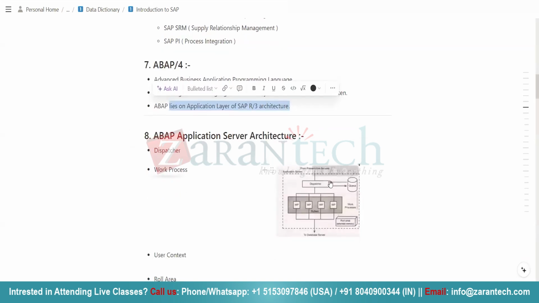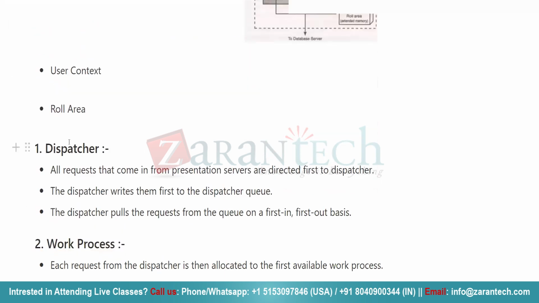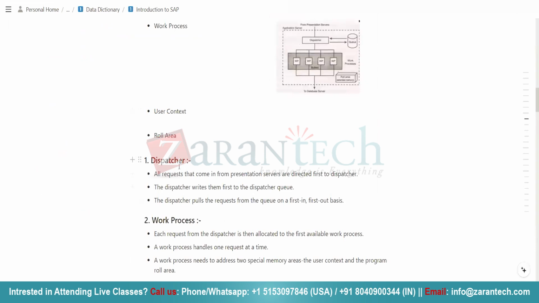This is our SAP ABAP architecture. Let me show you. First we have a dispatcher, then we have a work process, then we have a user context, and at last we have a roll area, which is basically an extended memory. So what is the use of the dispatcher? All requests that come in from the presentation server are directed first to the dispatcher.